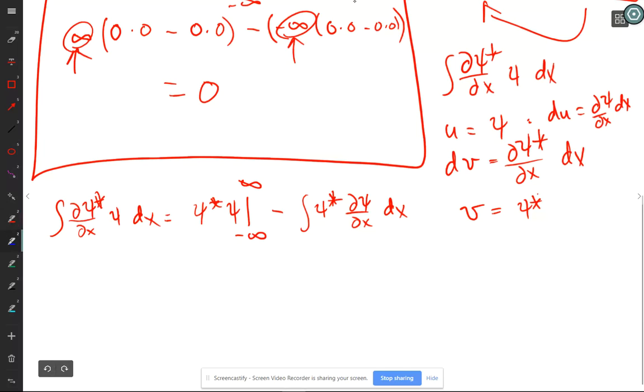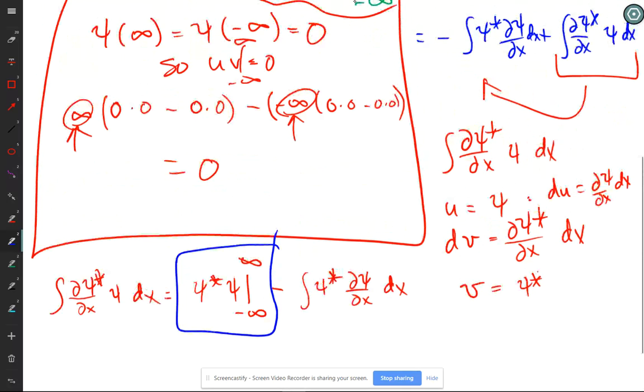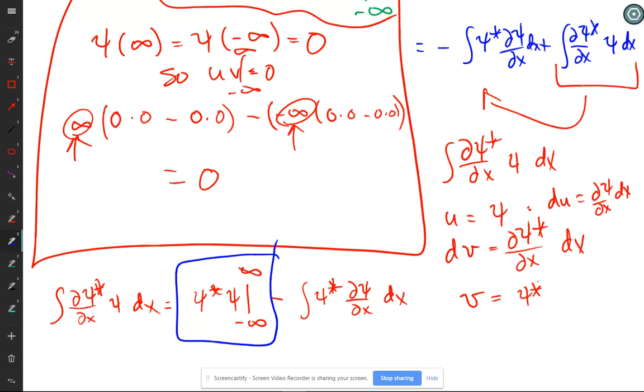And who can tell me what the value in this blue box is? 0, because when we put in the limits, at the limit, that's 0 times 0, whether it's plus infinity or minus infinity. So now we had minus integral of psi star d psi dx dx plus this, which is again minus integral of psi star d psi dx dx.